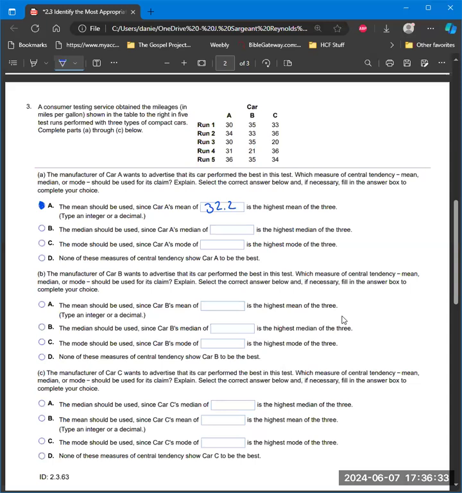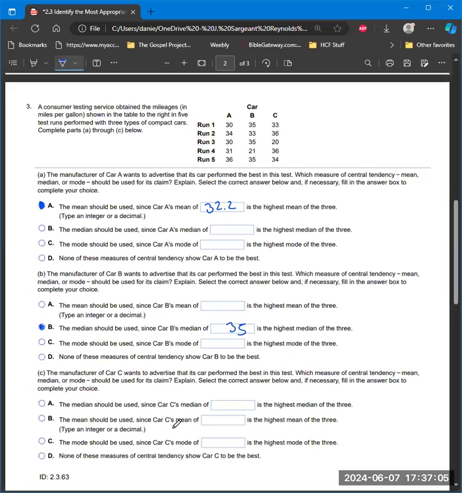The manufacturer of car B wants to advertise that its car performed the best in the test. Which measure of central tendency, mean, median, or mode, should be used for the claim? Explain. The median should be used for car B's advertising because its median was 35, which is the highest of the 3 medians.